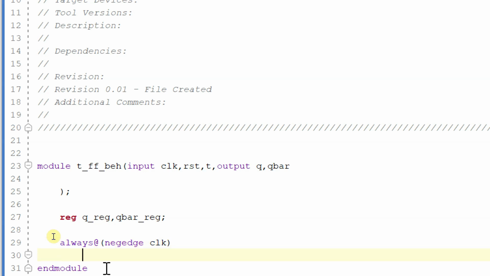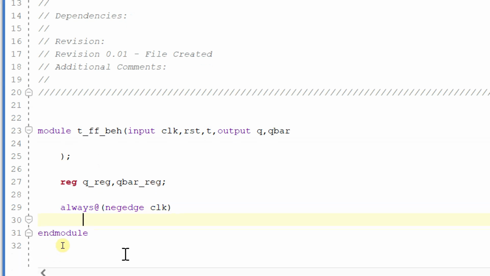Simple. This is a change. For positive edge working flip-flops we will write pos edge. For negative edge flip-flops we will write neg edge. So this is the difference between those two.